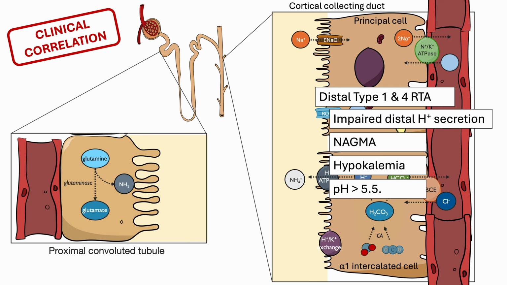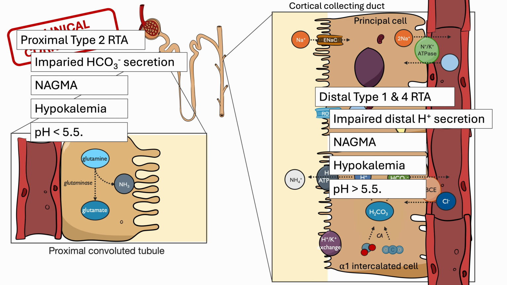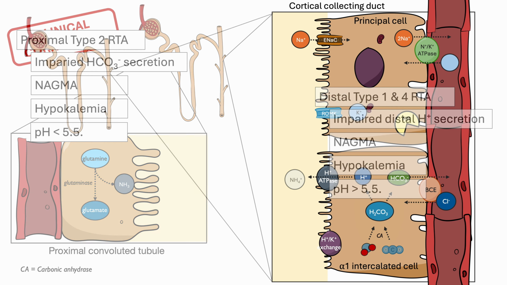Contrast this with a proximal RTA, whereby bicarbonate absorption is impaired, but distal hydrogen excretion remains intact. That means in a proximal RTA, the urinary pH can still be below 5.5.